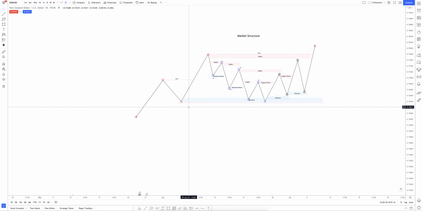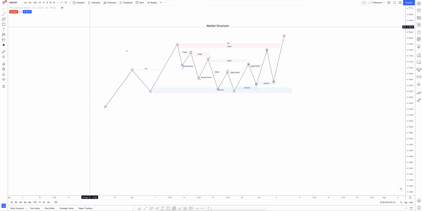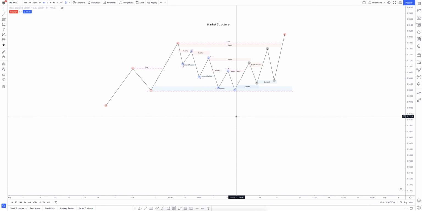So in this video, we're going to be talking about how I refine my order blocks. This is a question that I get all the time. Like, how do I refine my order blocks? How do I get such a tight zone, things like that. All right, so we're going to be talking about that in today's video.